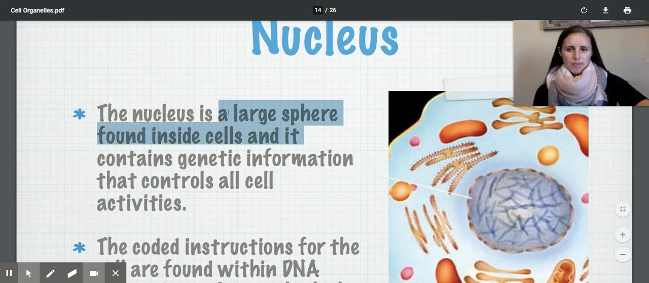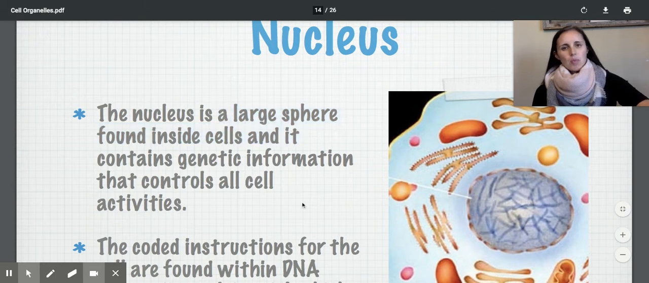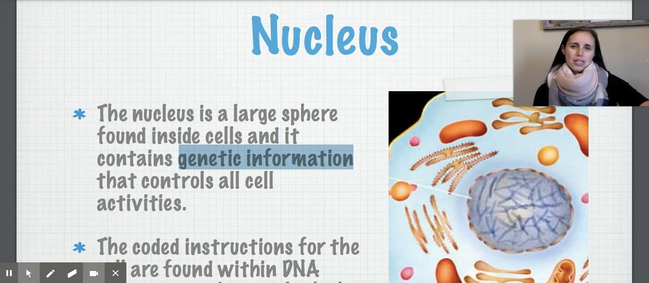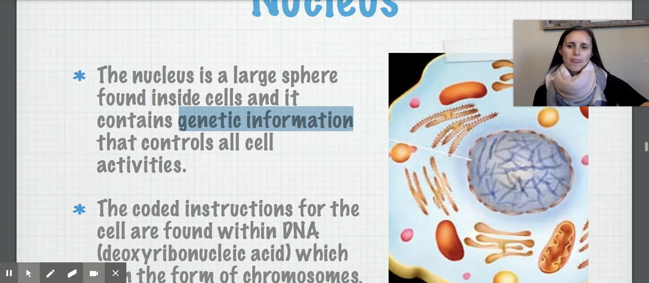So it's a large sphere, it's found inside the cell, and what the nucleus actually has is all the genetic information. So it holds the blueprints for how to build the entire cell. So it's one of the most important sections. It also helps to control cell activity, so it can turn certain cell activity on and off. So we say it's like the control center or the brain of the cell.